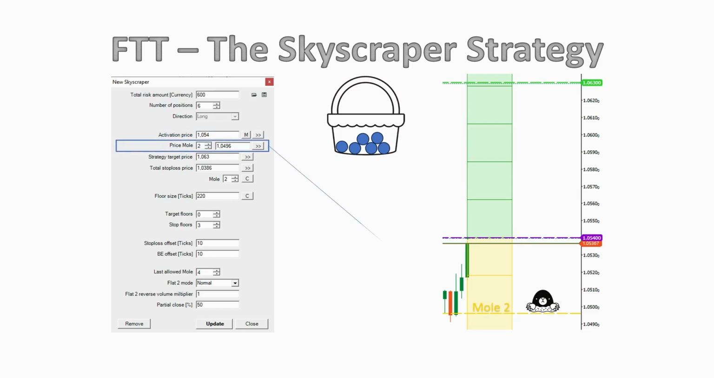This is where you set the price at which the mole 2 will be placed. In the settings I can choose which mole in the ground should be used to calculate the correct floor size. The default setting is to calculate according to mole 2. Here we enter the target price at which we want to set the profit target for all positions. Again, we can use the arrow button to enter the price directly by clicking on the chart. I will explain the other settings later.